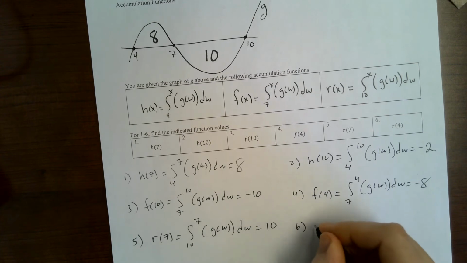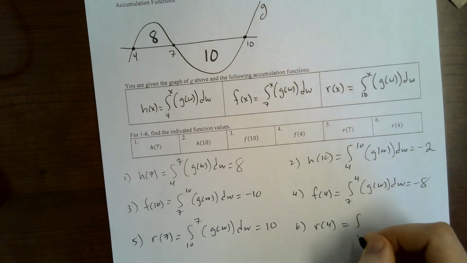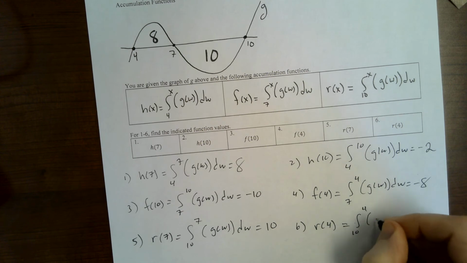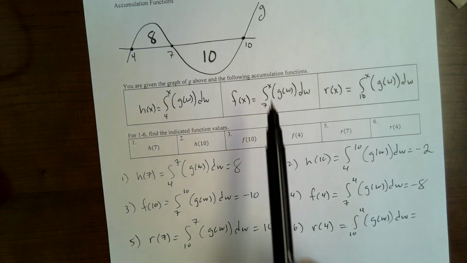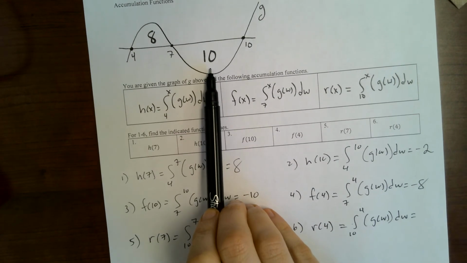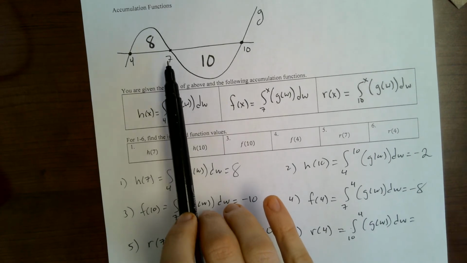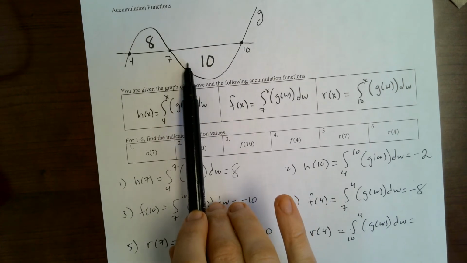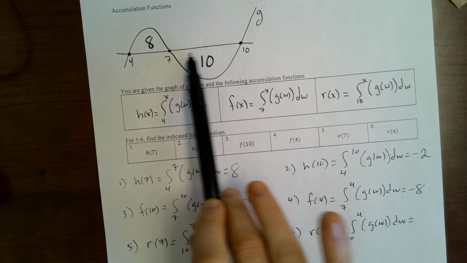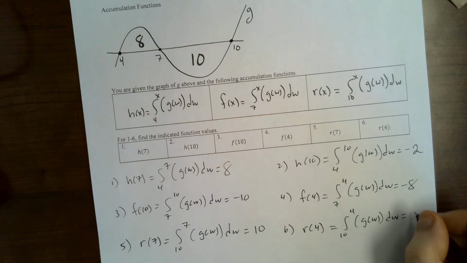And then 6, R of 4, is the integral from 10 to 4 of G of W dW. We're integrating backwards. From 10 to 7 is negative 10, so that would be positive 10. And then from 7 to 4, it's negative 8. So we'd have positive 10 for this area because we're integrating backwards, and then negative 8 for this area because we're integrating backwards. So it'd be positive 2.